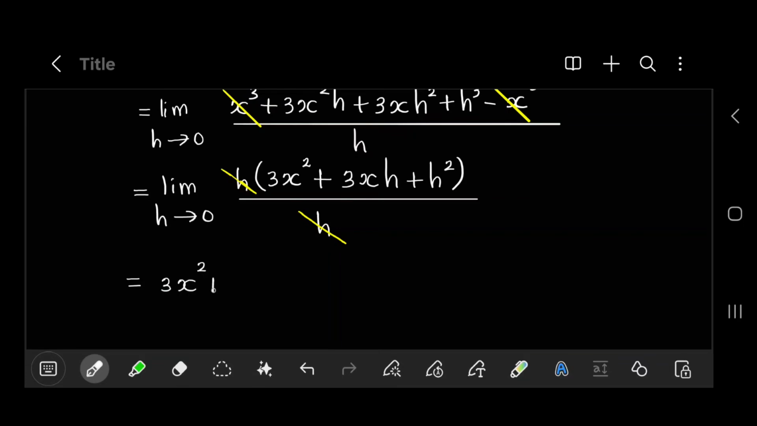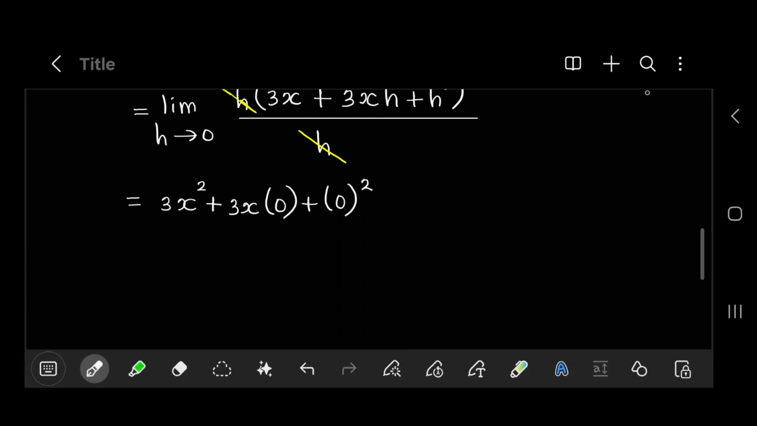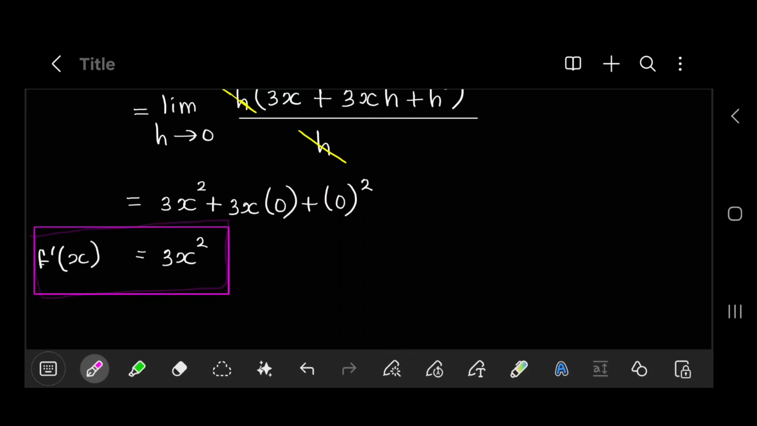That is where we make use of the limit. It's going to be 3x squared plus 3x times 0 plus 0 squared. And we just use the 0 to show the substitution. Now simplifying, we're left with 3x squared. Remember, anything times 0 is 0, and 0 squared is 0, so we don't need to show that. This will be our answer. So we have used differentiation from first principles for x cubed, and our answer is 3x squared.